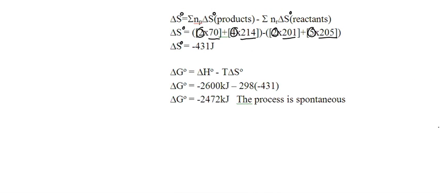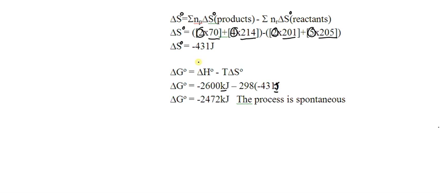So as I was saying, 2 times 70, 4 times 214, 2 times 201, and 5 times 205. So the change in standard entropy is negative 431 joules. And that's something else to point out, is that you're going to have your enthalpy value given in kilojoules, but your entropy value is going to be given in joules. And so that's a difference in the unit there, which means that when you go to work this problem, you're either going to have to turn joules into kilojoules or kilojoules into joules, because in order to solve this problem, the units have to match. If you don't allow that to happen, your answer is going to be incorrect.